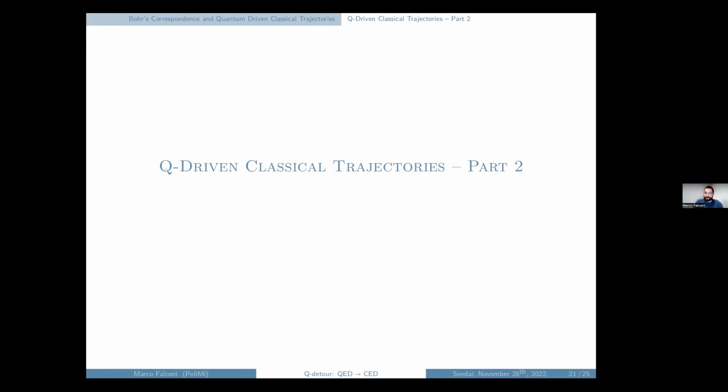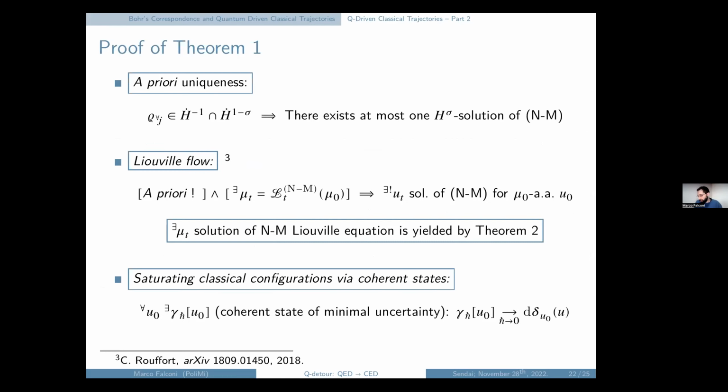Okay, so let me come back now to this Theorem 1 that I stated, so these quantum-driven classical trajectories, to give you some ideas of how to prove this, and this will conclude my talk. First of all, we need a result of a priori uniqueness. So we need to know a priori that if the charge distribution has the regularity that we wanted in Theorem 1, there is at most one solution of the Newton-Maxwell equations. And this is a result that we can establish by purely classical means a priori.